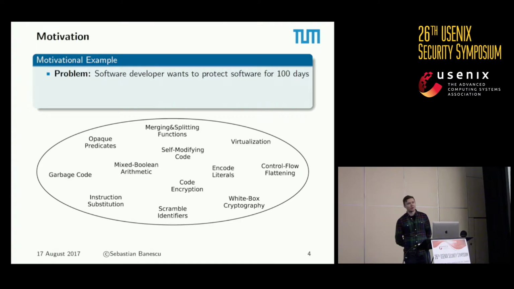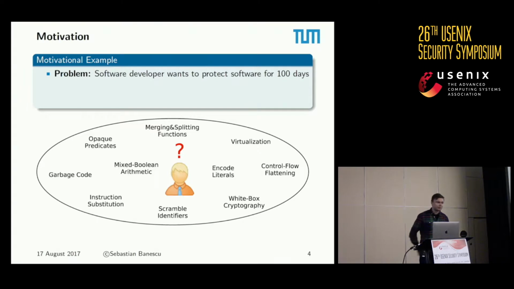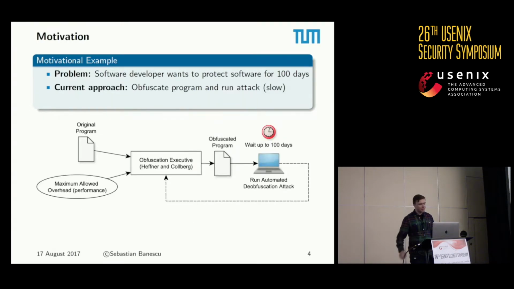And the problem in this context is that you have a software developer who wants to protect his program for a certain number of days, and given that there are dozens of obfuscation transformations out there, he's confused. So he doesn't know which ones to use in which combination in order to achieve this goal and solve this problem.